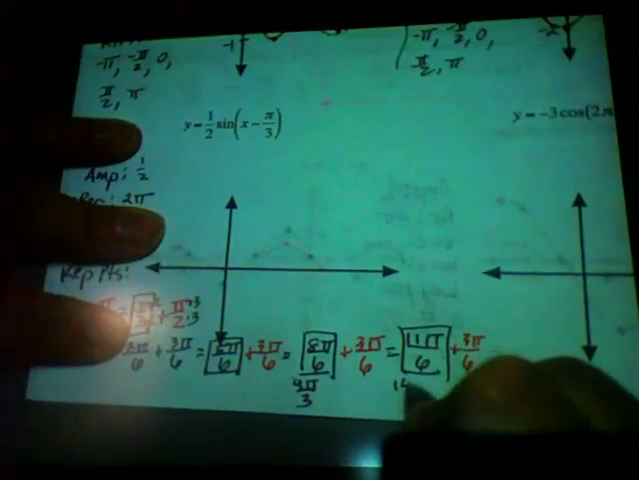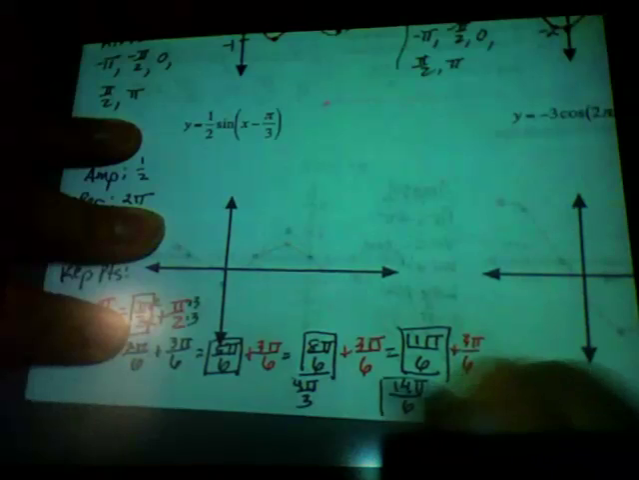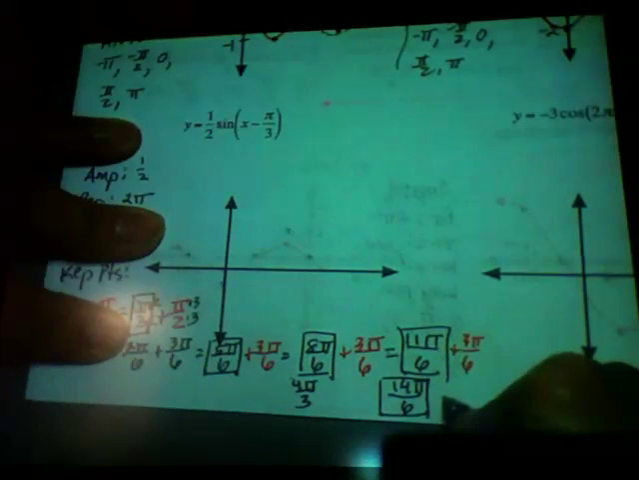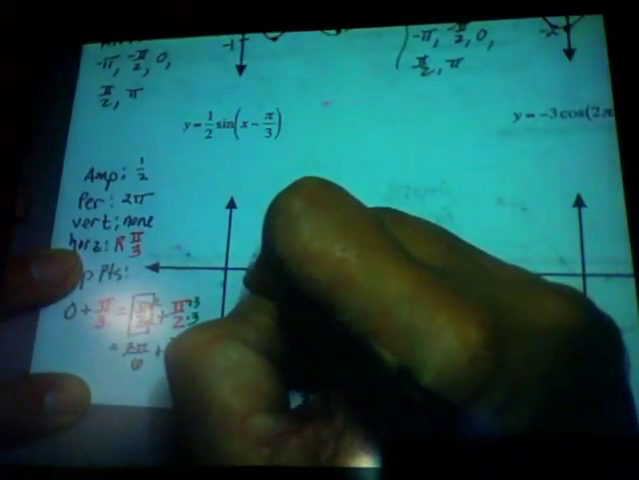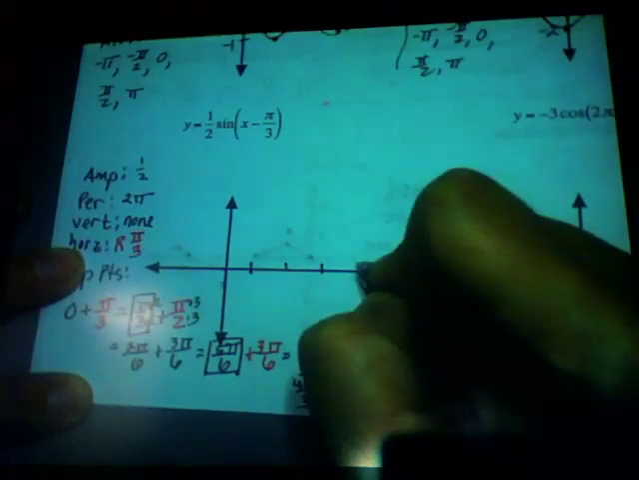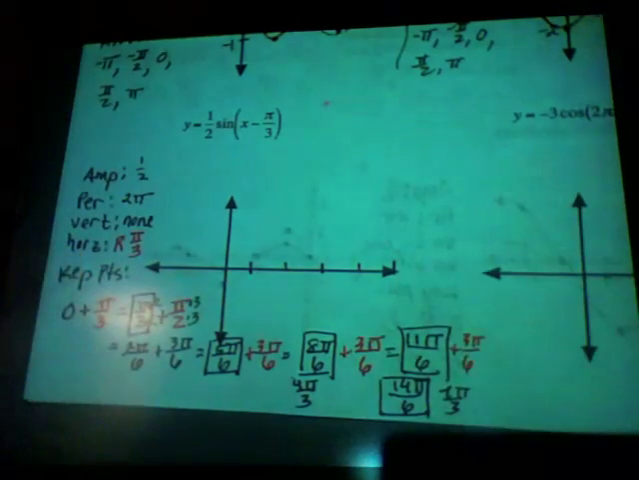And what do I get? 14 pi over 6, which reduces to what? Technically, it's 7 pi over 3, right? But you won't hurt yourself if you don't reduce it. Well, watch what I'm going to do. Because you already know what your key points are going to say, right? And we're just going to split this into, here's my starting point. 1, 2, 3, 4. I have to have 5 points, right?